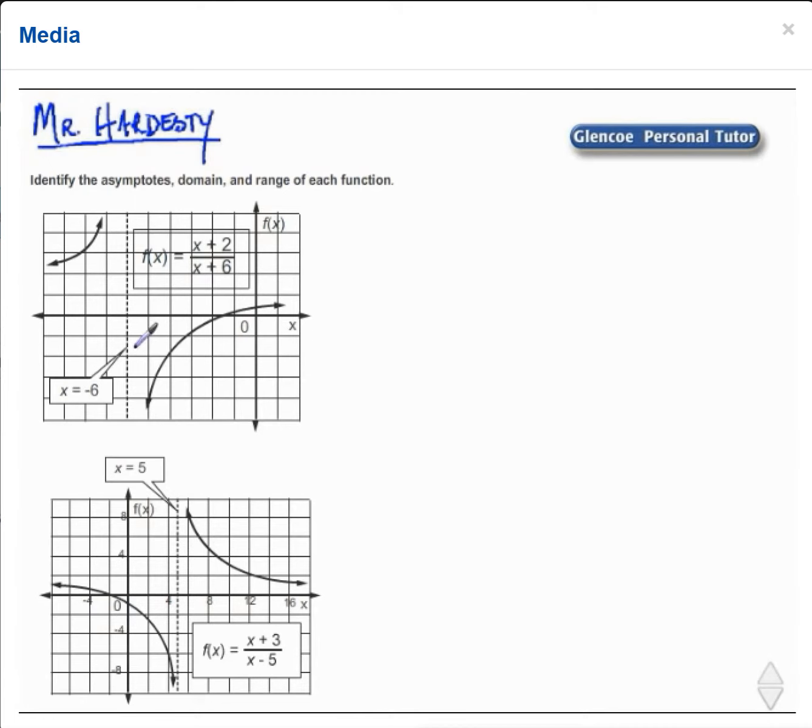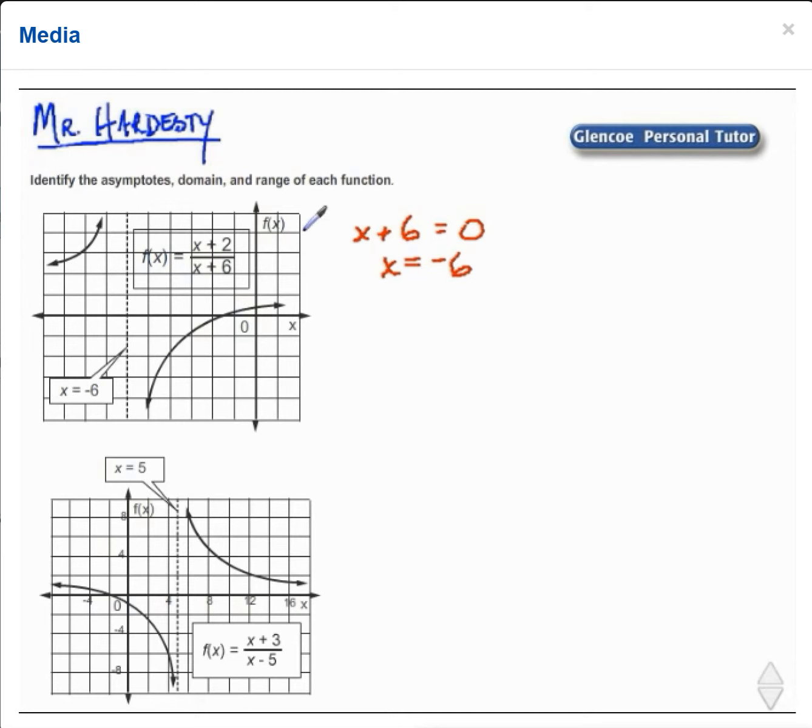In our first function, we can see the vertical asymptote is graphed, x equals -6. How did we come up with that? Well, if we analyze the denominator of our function, x plus 6, and we set that equal to 0, we subtract 6, and know that when x equals -6, we would have 0 in the denominator, which is not possible. So our vertical asymptote represents that value, -6, where our curve will never touch.